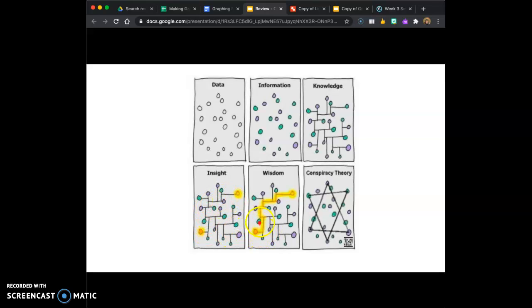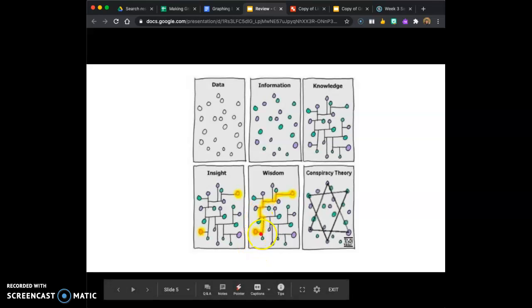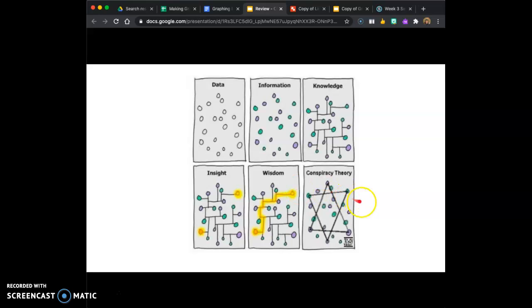Wisdom, you're taking a path of knowledge, but your brain is finding the quickest way. And that's called wisdom. The conspiracy theory is not really real. It's just kind of funny. You're finding a pattern that may not actually be there. I know, it's a good joke. But essentially, each step builds from the previous step by building connections. So that's essentially what our knowledge pyramid is meant to do.